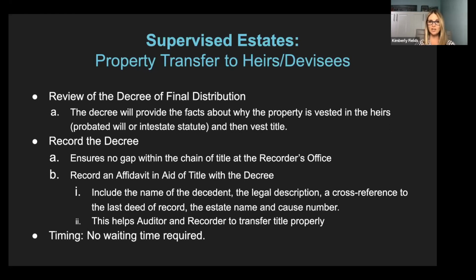All right, so that's actually it for this week. We are going to go over the other supervised or the other formal estates next week. And we'll see if we can get into some of the informal, like the non-probate transfers. But if not, we will go into the next few weeks. So we will see you guys next week.